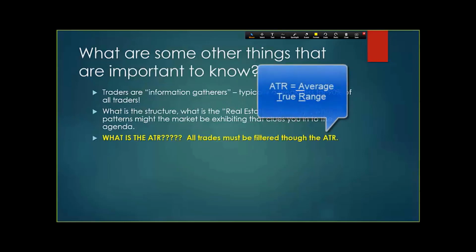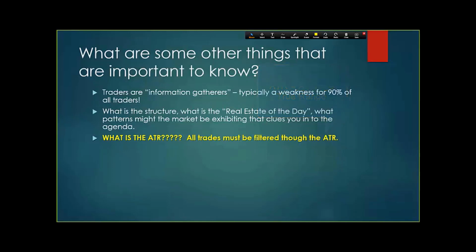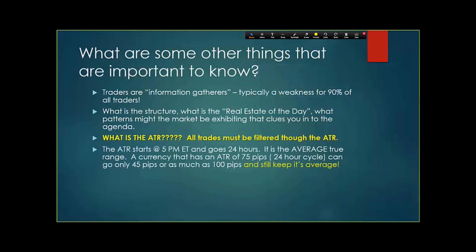What is the ATR? ATR stands for the average true range, okay? And all trades must be filtered through the ATR. The ATR starts at 5 p.m. Eastern Time and goes 24 hours. So every day at 5 o'clock is a brand new ATR. It's the average true range of that currency, all right?